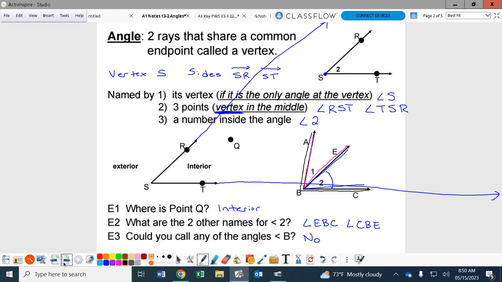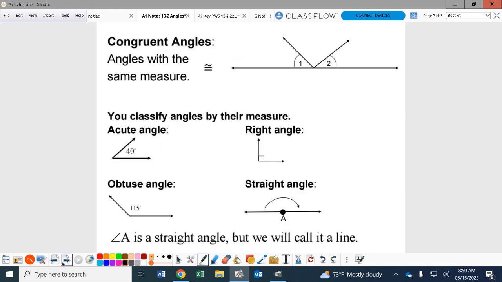Okay, here we go, guys. So when you look at this, this is the congruency symbol again. We've talked about this before. Angles that have the same measure are going to be congruent. You can see these two angles have what's called congruency marks on them. That's what these marks are on angles. Okay, guys, that's what they look like.